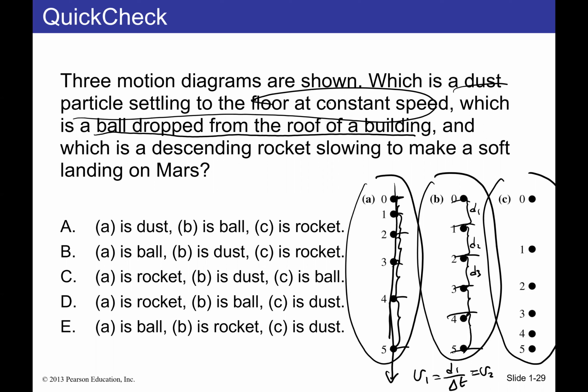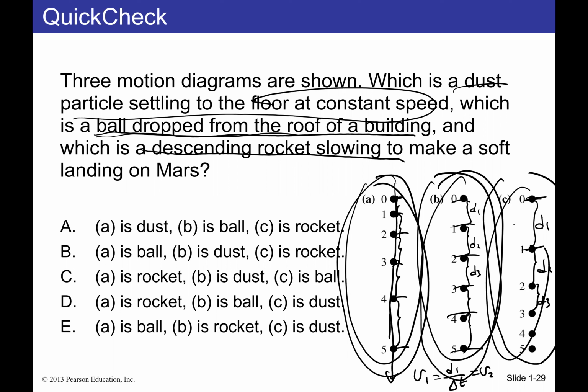The last one is then, here's the distance D1 during the first time interval. But then here's D2, D3, which means as a function of time, the distance starts decreasing as you're going down, which means that you are slowing down. And that's what we have, a descending rocket slowing to make a soft landing. So the dust is B, the ball dropping is A, and the rocket is C. That means our option will be B, A, C.